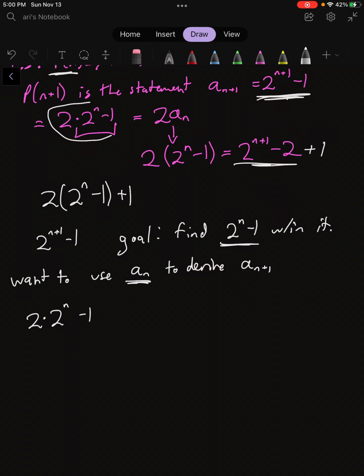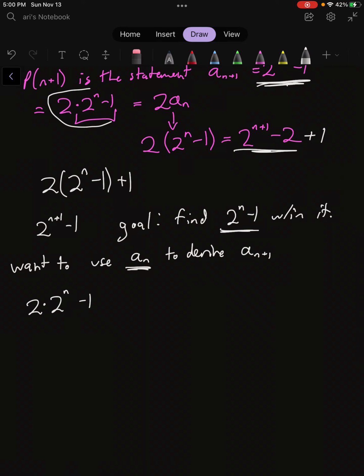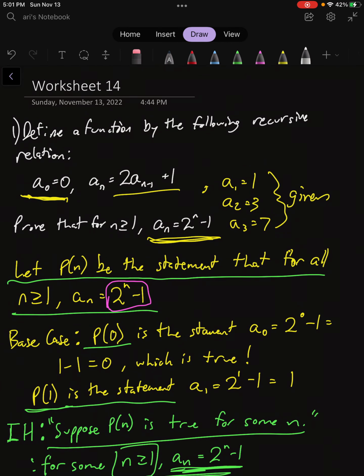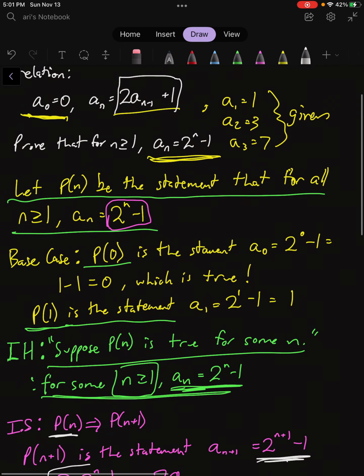And I said, okay, this is great. We're getting closer to this 2 to the n minus 1. But we haven't quite factored it out yet. We haven't quite gotten it all by itself. So then we said, okay, well, we could make this 2 to the n minus 1 as long as we add a plus 1 at the end. And this is equal to 2 times a of n plus 1. And if we go up to the top, we have it right here. 2 times a of n plus 1.